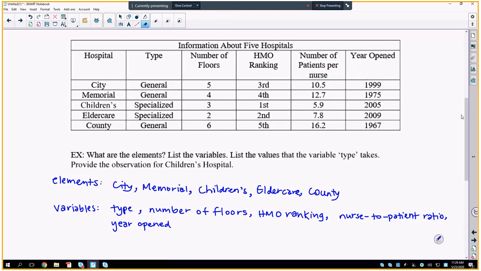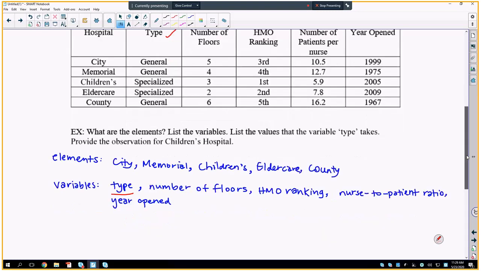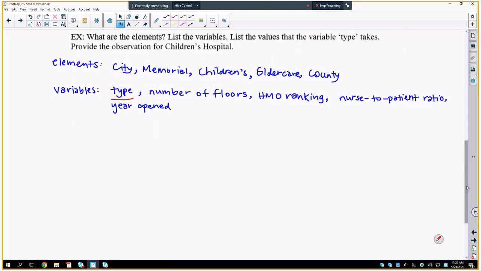Okay. And the question did give us a hint that type was going to be one of our variables, which we did find out. So it says for type, list the values that the variable takes. So we're going to look at this column, type. The possible values, it looks like, are either general hospital or specialized hospital. So for type, general or specialized.